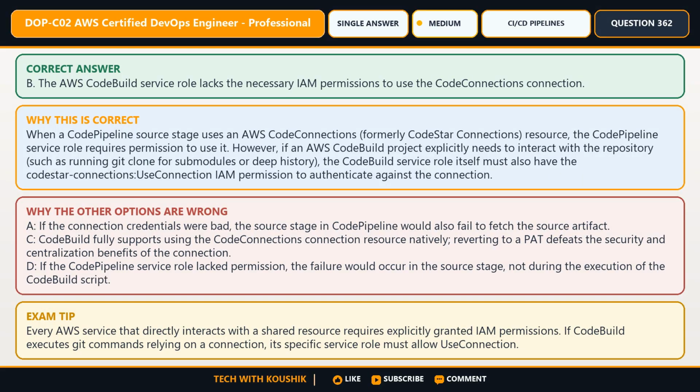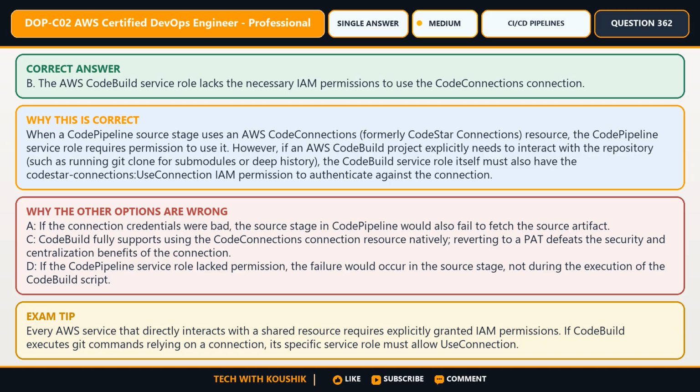In this case, choose option B. The AWS CodeBuild service role lacks the necessary IAM permissions to use the CodeConnections connection. This works because when a CodePipeline source stage uses an AWS CodeConnections, formerly CodeStar Connections, resource, the CodePipeline service role requires permission to use it. However, if an AWS CodeBuild project explicitly needs to interact with the repository, such as running Git clone for submodules or deep history, the CodeBuild service role itself must also have the codestar-connections:UseConnection IAM permission to authenticate against the connection.